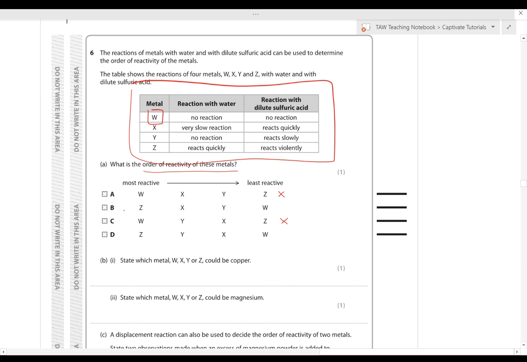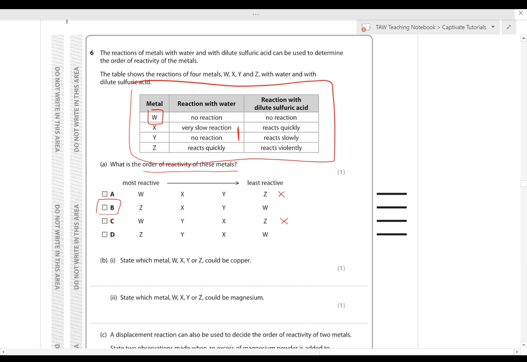If we look at what we've got left, we've got B and D left. They've got the same answer for the most reactive, so Z is the most reactive, but now we need to decide which is more reactive. Is it X or is it Y? So looking at that, I can see that if we compare X and Y reaction with water, X is slightly more reactive because it does have a slow reaction with water, whereas Y has no reaction. So X is more reactive than Y, which tells me that the correct answer is B.